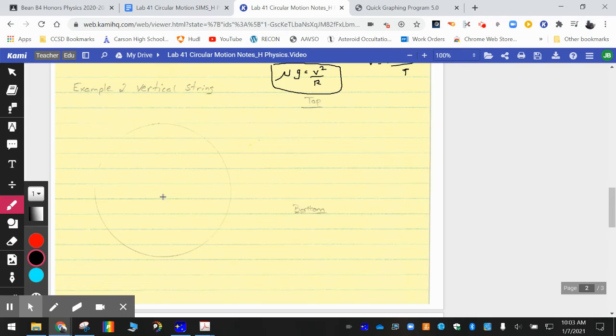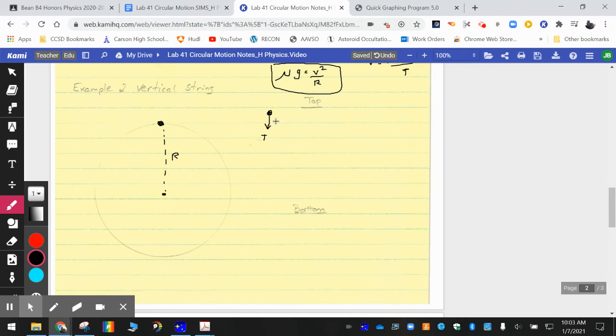We'll have a string here, and we'll have the ball, or the mass, right here. Here's our string, and this is the radius. So let's imagine the top. This is the top, so let's take a look at the top here. What are all the forces acting on this ball at the top? We have tension.